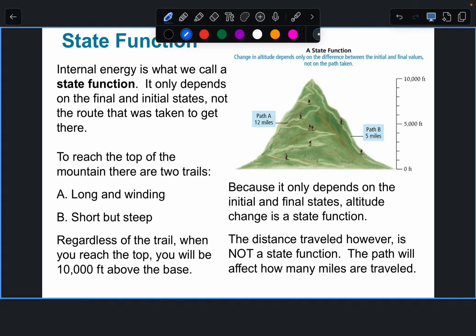So internal energy that we've been talking about this whole time, kinetic energy plus potential energy, is what we call a state function. And what that means is that all we care about is where we started and where we ended. So, for example, what the reactants were and what the products were. We don't care about how we got there.